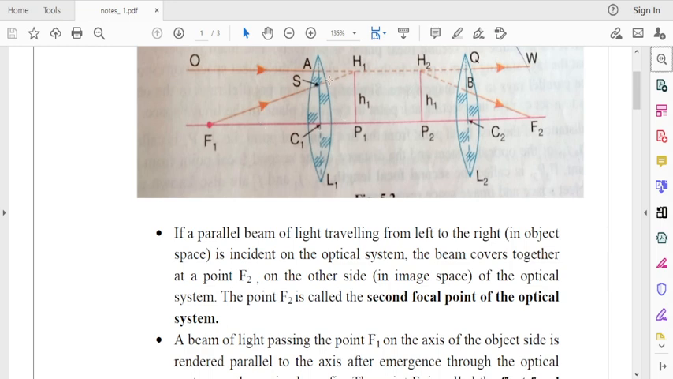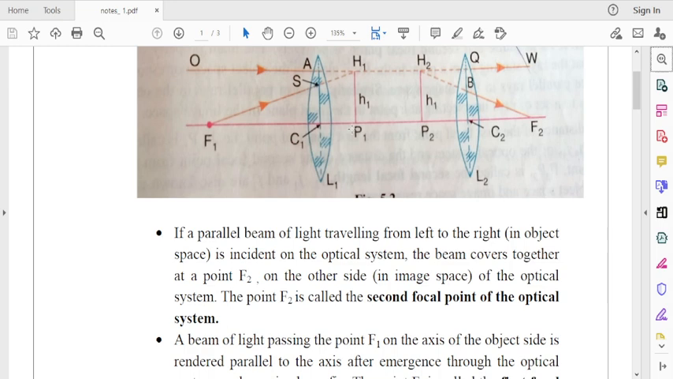The focal length of this lens we can describe in this way: the distance from first focal point F1 to first principal point P1 is equal to the first focal length f1 of the optical system. Keep in mind this term because this is one of the important concepts in optics.